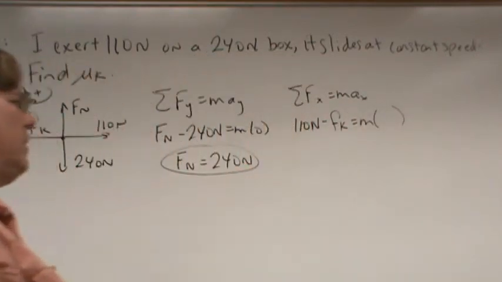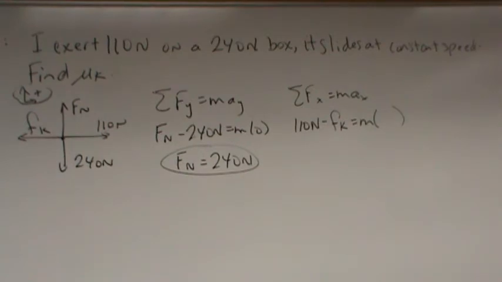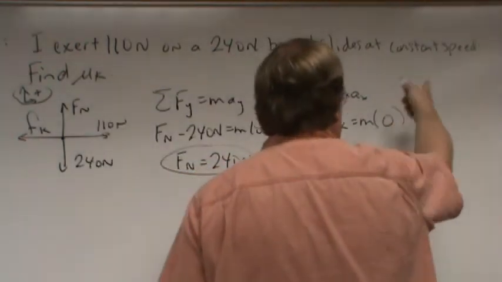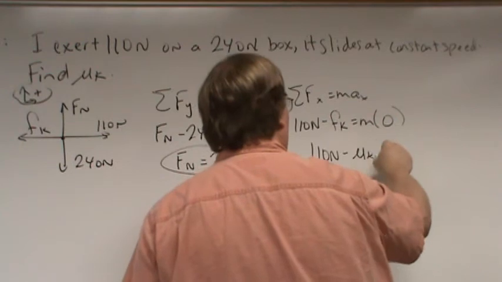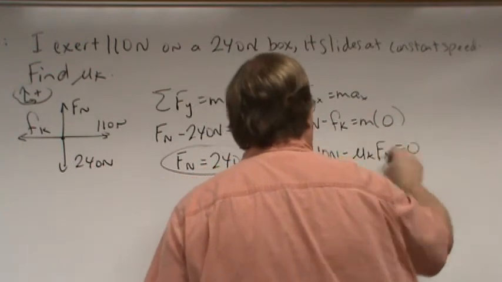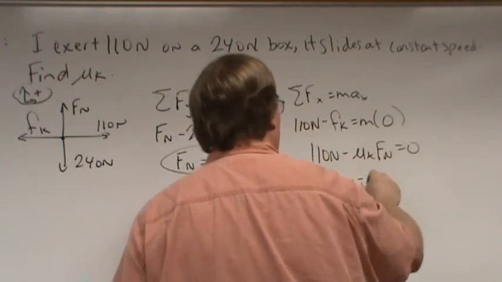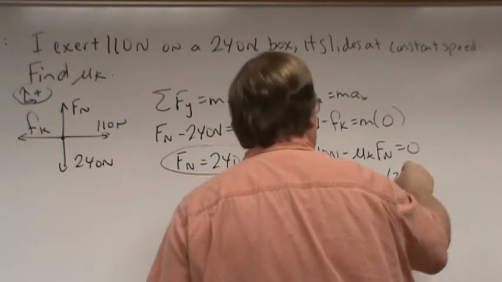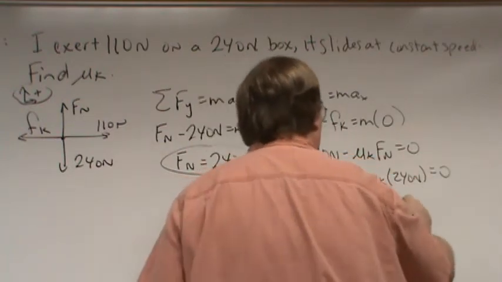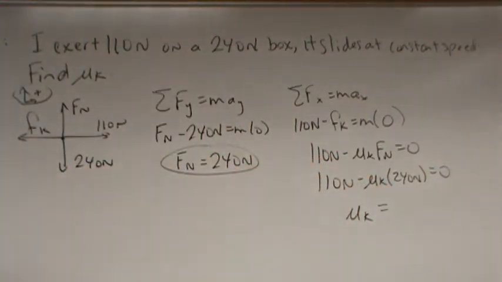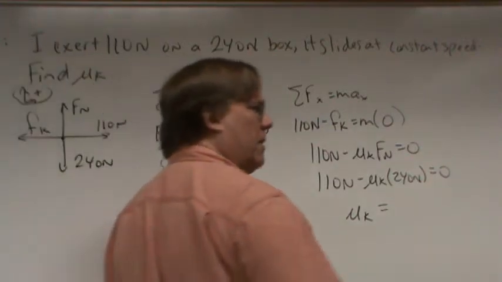What's the acceleration of this box? How do you know it's zero? Good, constant speed, constant velocity. I should have put velocity there. What is normal force? 240 newtons. And I know I'm going through this big process, but does that end up being like 0.4 something? What'd you get? 0.46? Coolio.